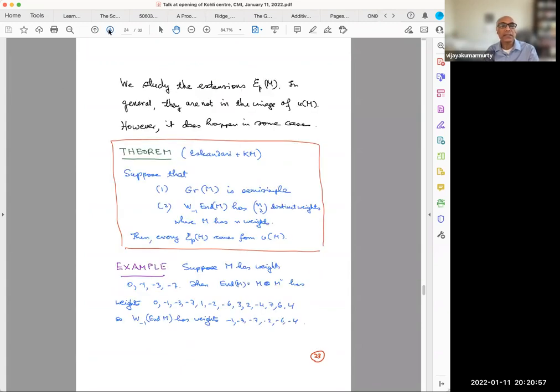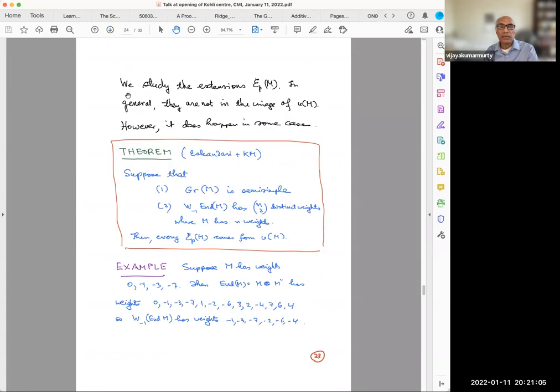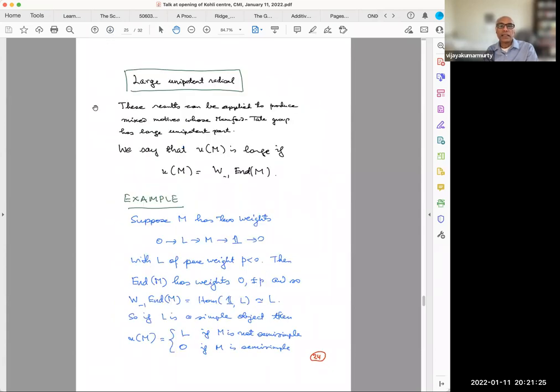Okay, let me not be too precise here. We actually go a little bit further and study each of the individual ones rather than just the sum. We get some statement analogous to what Deligne did about the sum of the E_P's. We make some statement about each individual E_P, but we need some hypotheses on the weights of W_{-1}. Now, like I said, I'm going to say that the unipotent radical is large if it's equal to W_{-1} M.